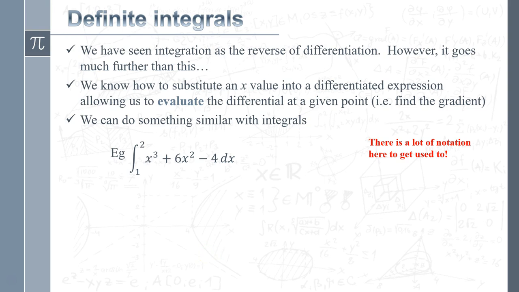So here we go. Let's do the integration as normal to begin with. So we're going to integrate x cubed, that's going to become x to the 4 over 4. 6x squared is going to become 6x cubed over 3, so 2x cubed, and then minus 4, add 1 to the power, this becomes minus 4x.